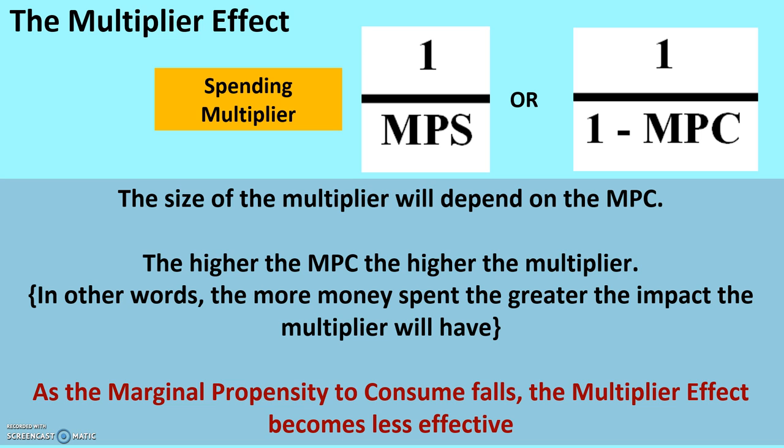If I get $100, but I only spend $20 in the economy, it's not going to have as big of an impact as it floats through the economy in several series of purchases. But if I get $100 and say I spend $90, there's a much bigger impact to the local economy. So, as the marginal propensity to consume falls, the multiplier effect becomes less effective. So it's actually really good for our economy if people choose to spend instead of save.